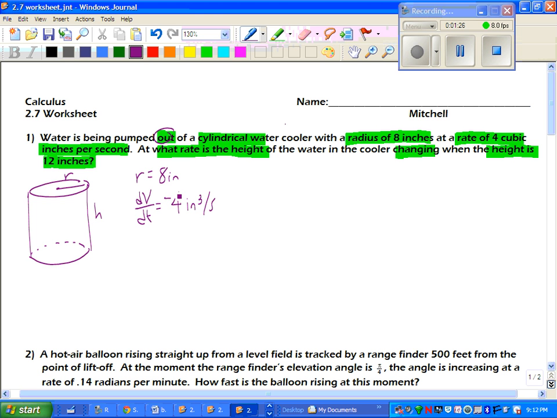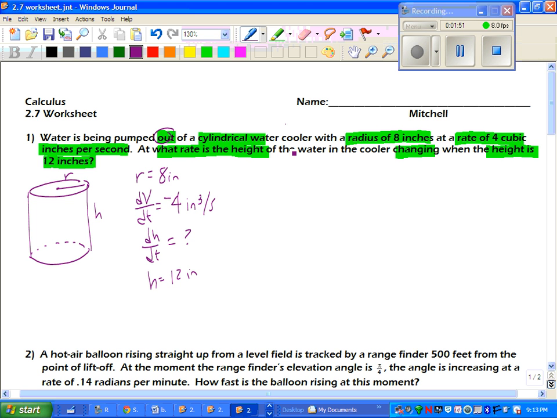Be careful with that. Always pay attention to the rates. Figure out if it's positive or negative. If it's increasing, it's positive. Decreasing, it's negative. What rate is the height changing? So we're trying to figure out dh/dt, and we're doing this when the height is 12 inches.